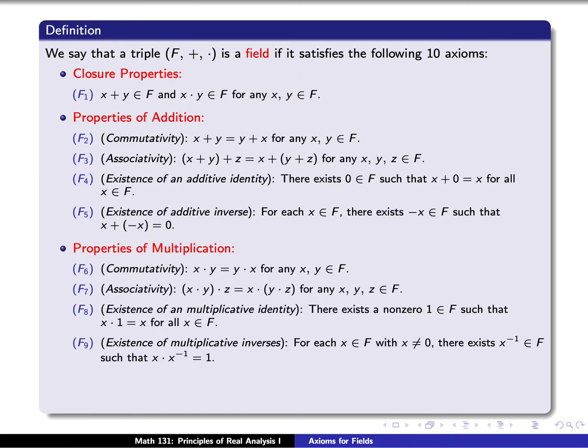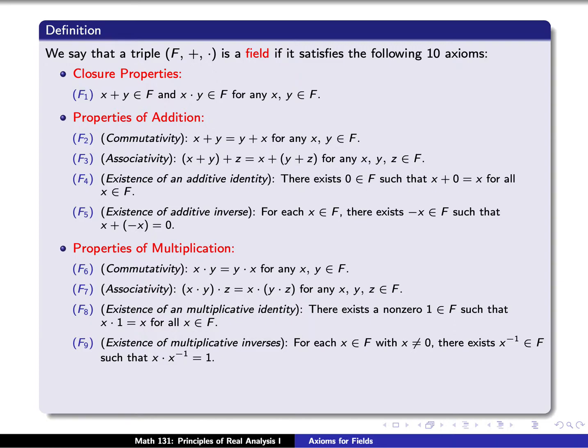We'll have similar properties for multiplication. So given any 3 numbers x, y, and z in F, we'll say first that the product order doesn't matter. So x times y is equal to y times x. Next, the order of grouping doesn't matter. So first we could take x times y and then multiply by z. Or we could take y by z and then multiply by x.